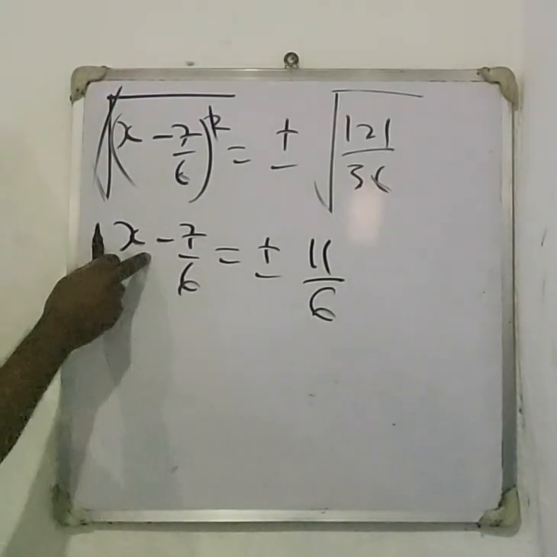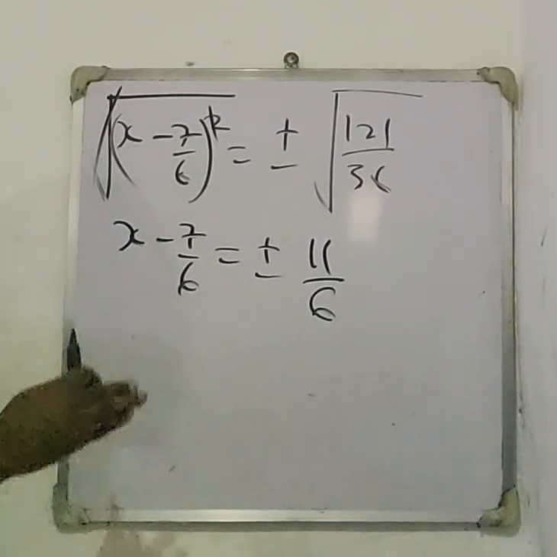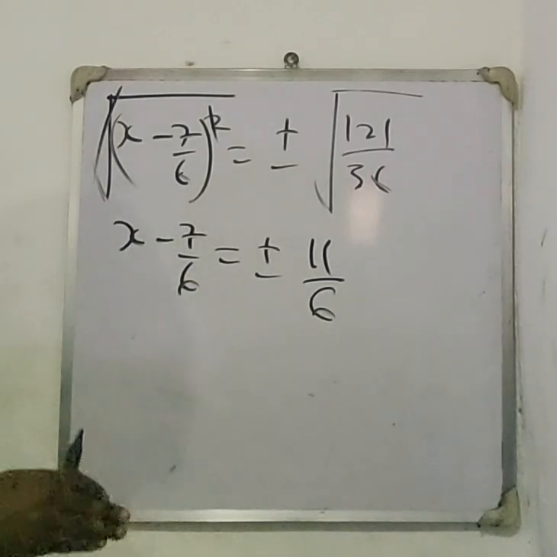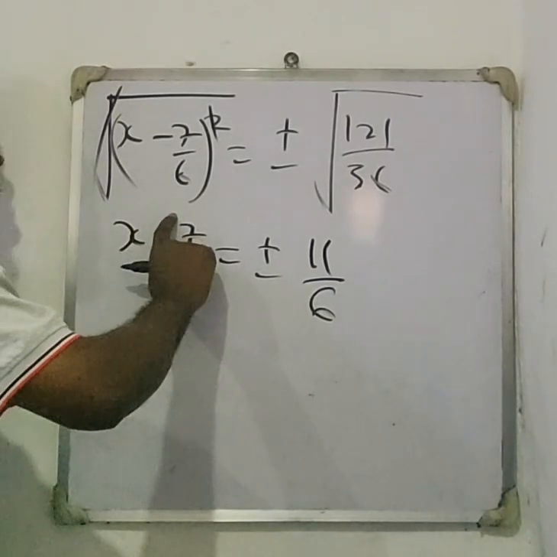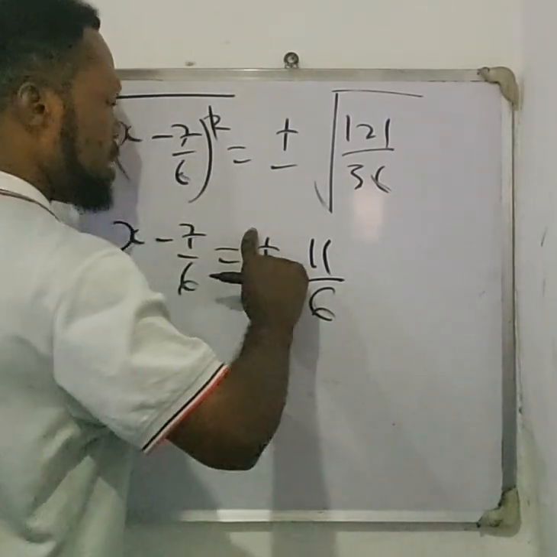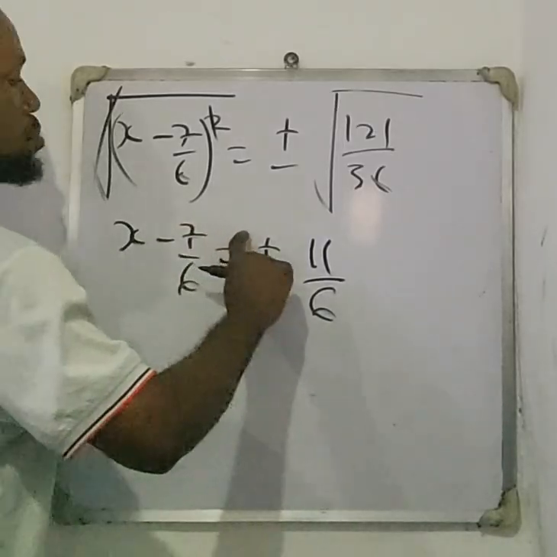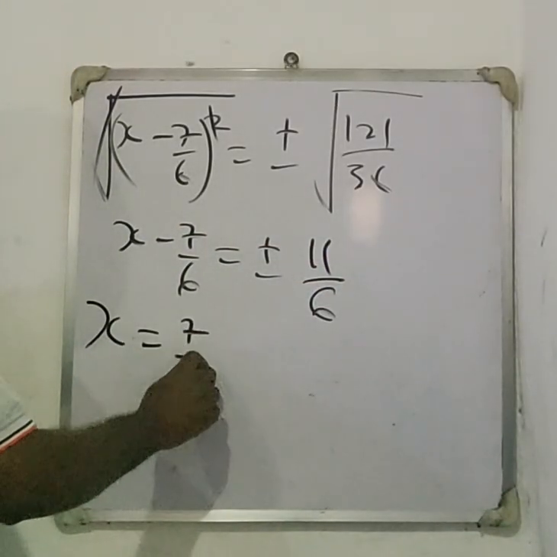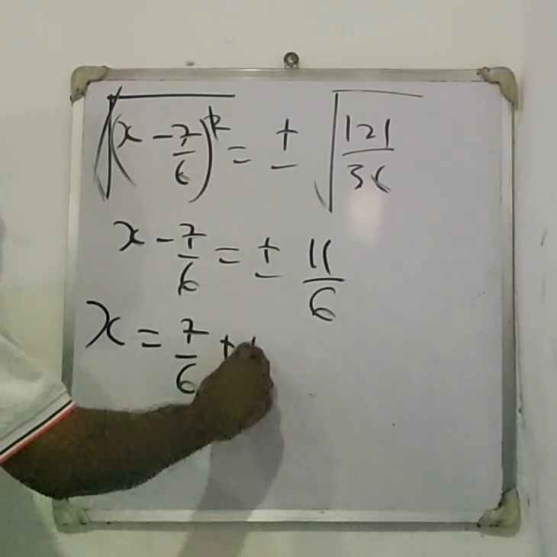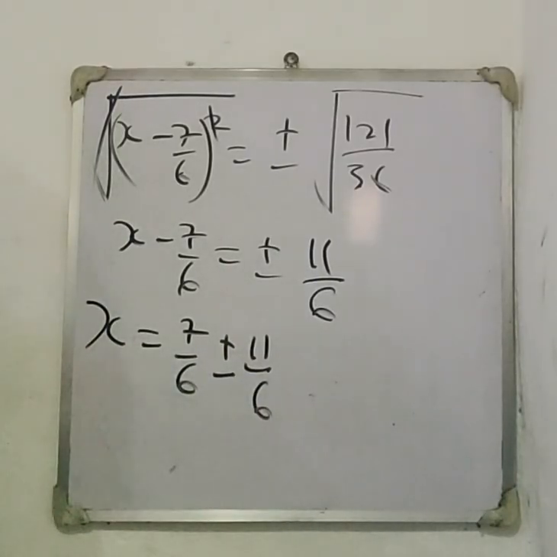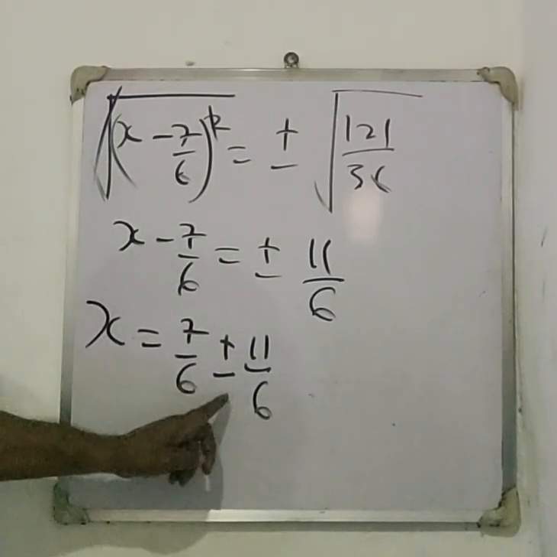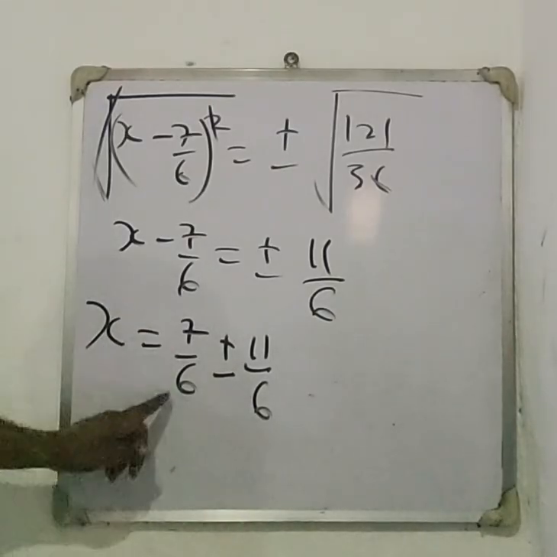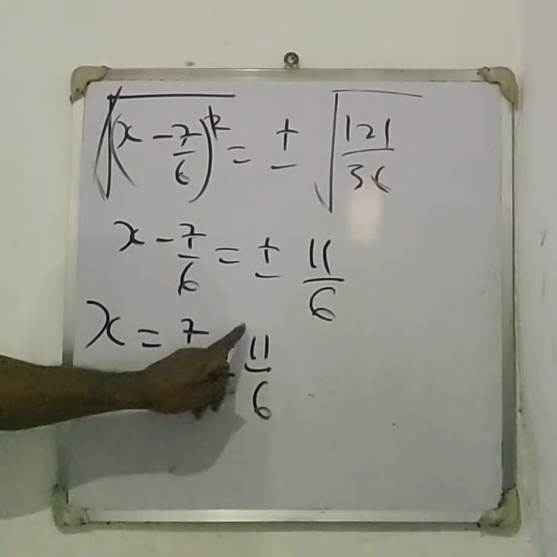Now, x minus 7 over 6 is not possible. You don't leave it like that. It's impossible. The minus 7 over 6 will be moved to the other side. And this is minus. When it comes here, it becomes positive. We have x equal 7 over 6 plus or minus 11 over 6. Look at it again. We have a fraction. 7 over 6 plus or minus 11 over 6.